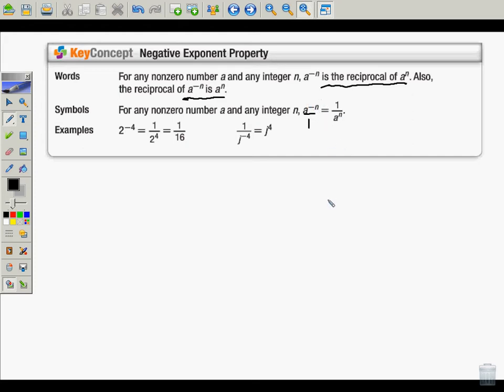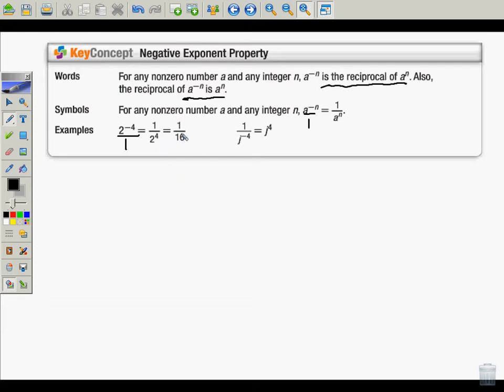So here, if we look at our two examples, we've got 2 raised to the negative 4. 2 raised to the negative 4 over 1. This isn't happy. It's negative, so we're going to move it from the numerator to the denominator, and now it's 2 raised to the positive 4. We put it in the denominator, now it's happy. And then you could just simplify: 2 raised to the 4th is 16, so we could say 1 over 16.